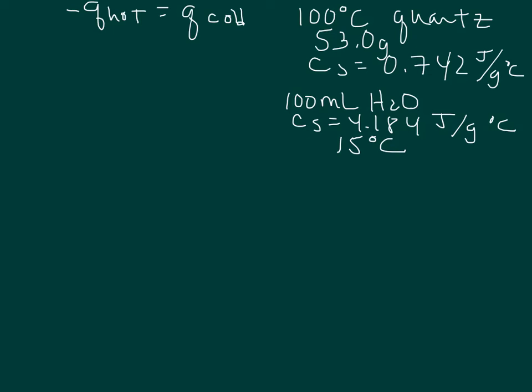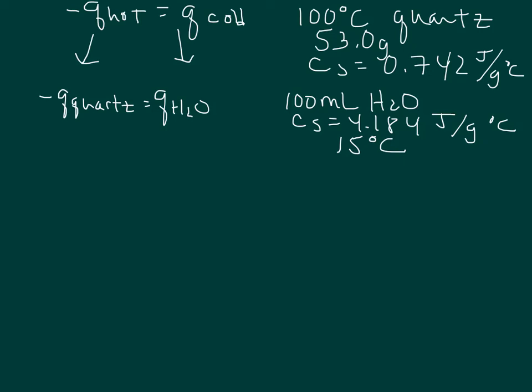Let's label these a little bit differently. Negative Q, this is going to be for quartz, is equal to Q for water. Now let's start filling some of these things in. In these problems, it's also really useful to expand delta T into T final minus T initial. So I'm going to go ahead and do that. Don't just solve for delta T.